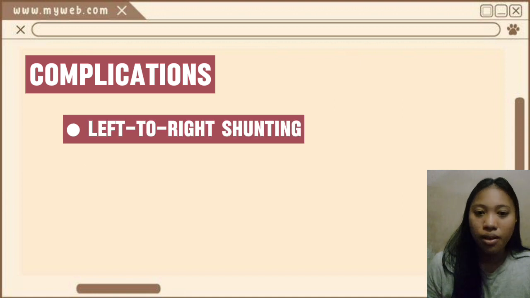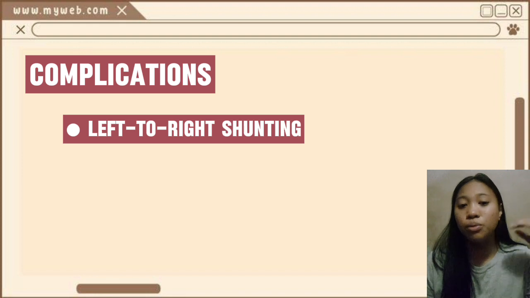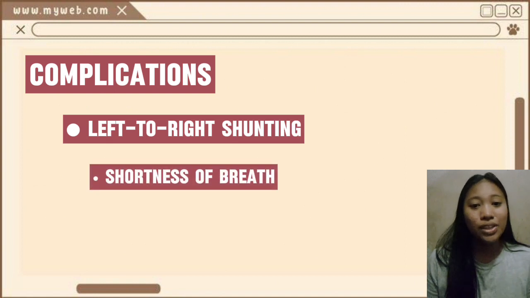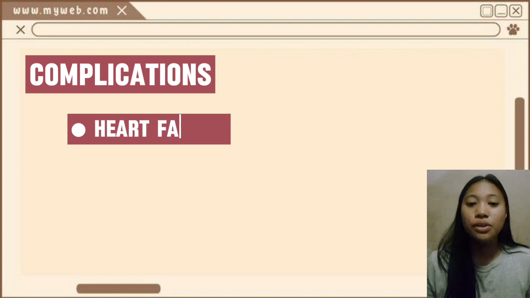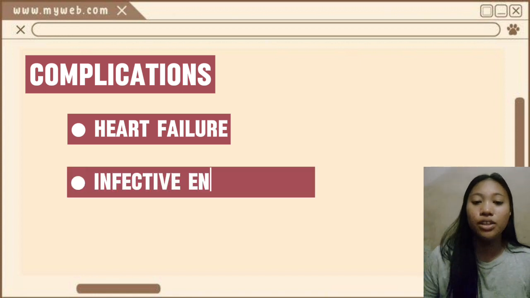Left to right shunting. Because oxygen-rich blood from the aorta flows back into the pulmonary artery, it can mix with oxygen-poor blood and decreases the overall oxygen content of the blood circulating to the body. This can lead to symptoms such as shortness of breath, fatigue, and poor growth in infants. Heart failure. The increased workload on the heart due to the abnormal blood flow can eventually lead to heart failure, where the heart is unable to pump blood effectively to meet the body's needs. Infective endocarditis.